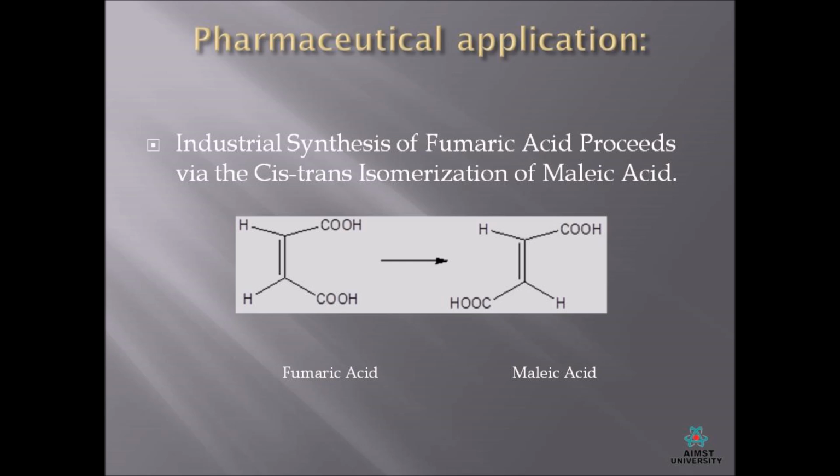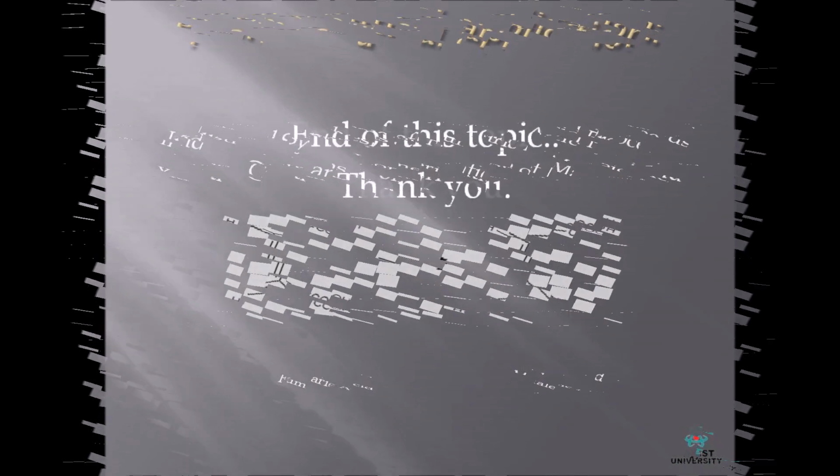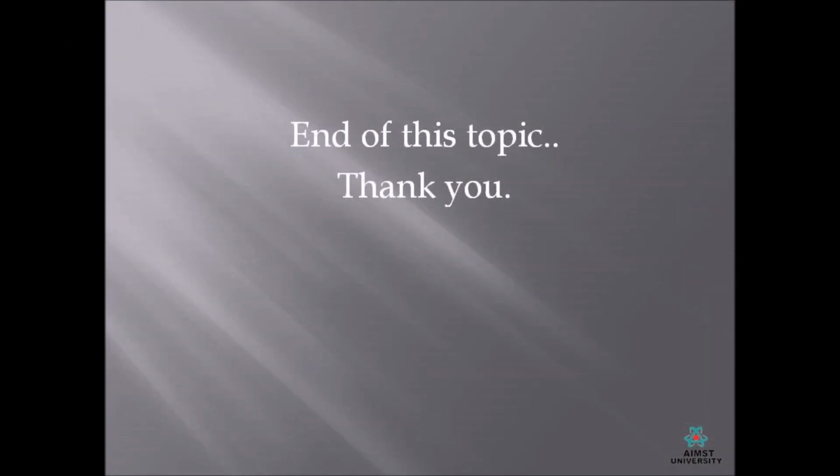Usually, the trans form is more stable than the cis form because in the trans form, the bulky groups are on opposite sides, and in the cis form, you have the bulky groups on the same side. And always the bulky groups will cause steric hindrance, which is not faced in the trans form but faced in the cis form. Here we came to the end of our topic, geometrical isomerism in alkenes.